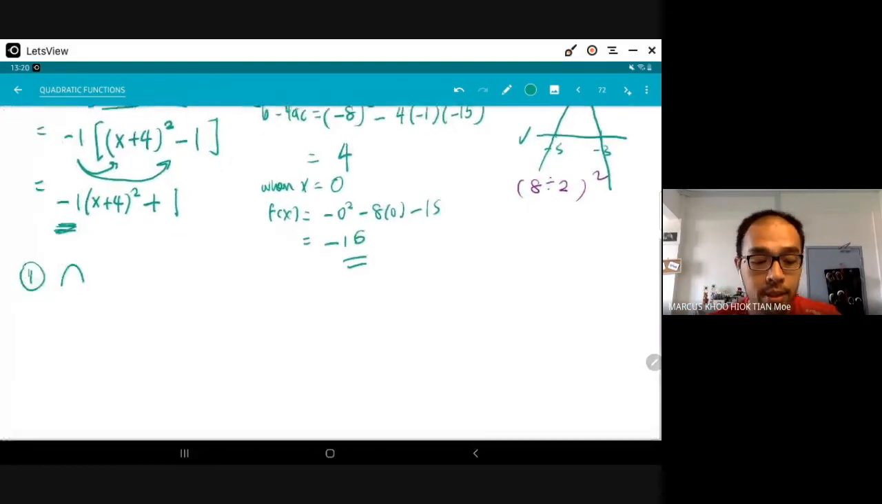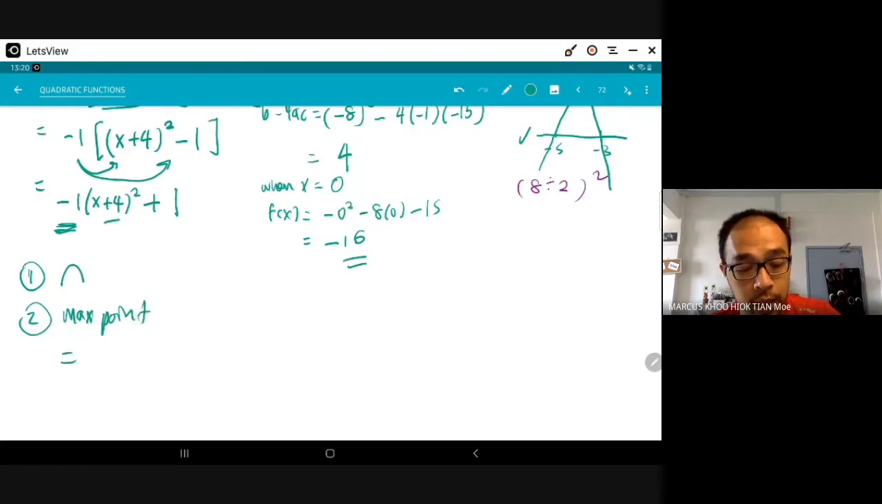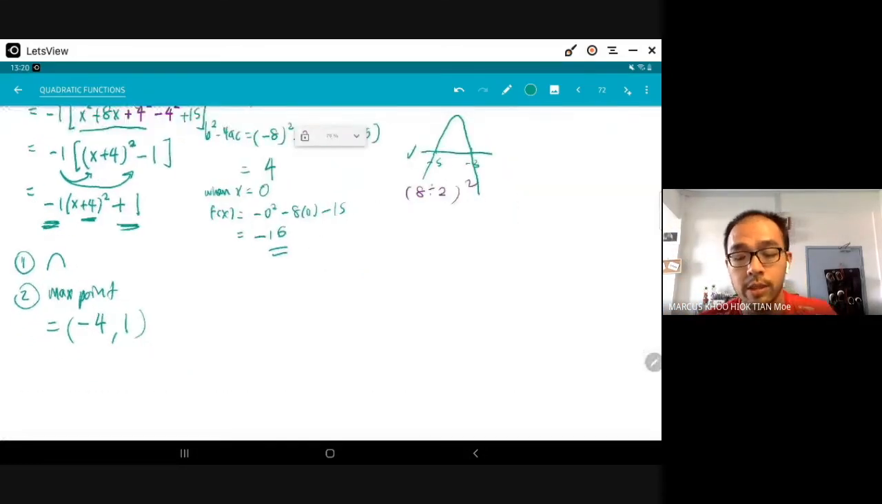And secondly, what is my maximum point? My maximum point is here 4, but no, you must change the sign. So negative 4, and this one we just take as it is. Now that we have all the information we need, then we can plot.